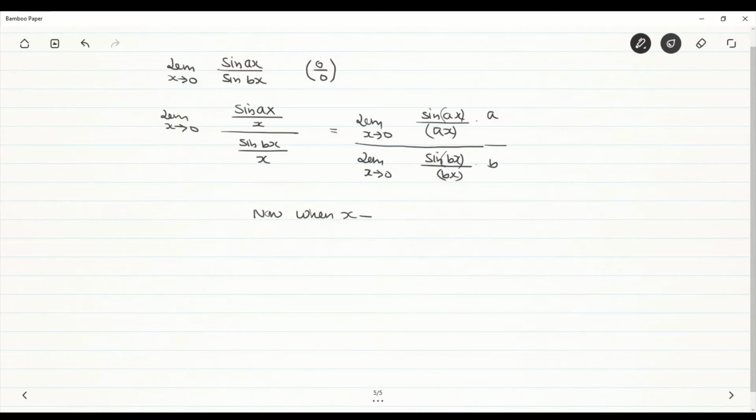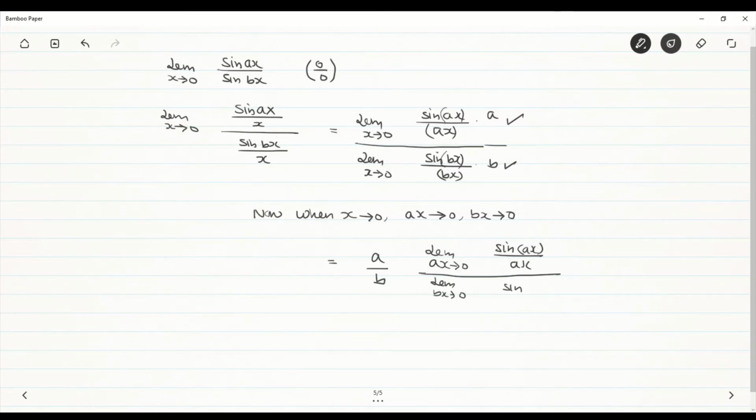When x is tending to 0, ax and bx both will tend to 0. And a and b, these two numbers, they are constants. They can be taken out. So a by b is completely out. And I'm writing my limits now as limit ax tends to 0 sine ax upon ax. Similarly, limit bx tends to 0 sine bx upon bx.